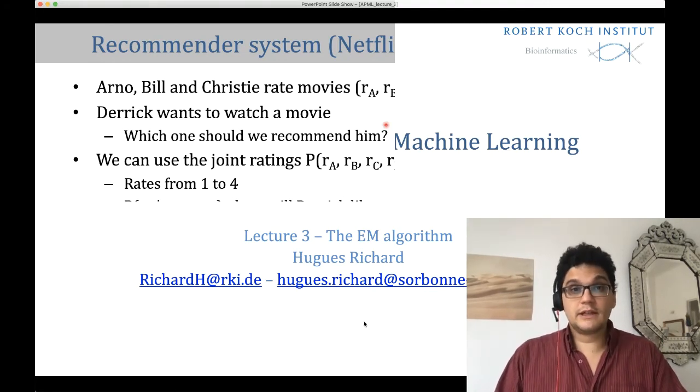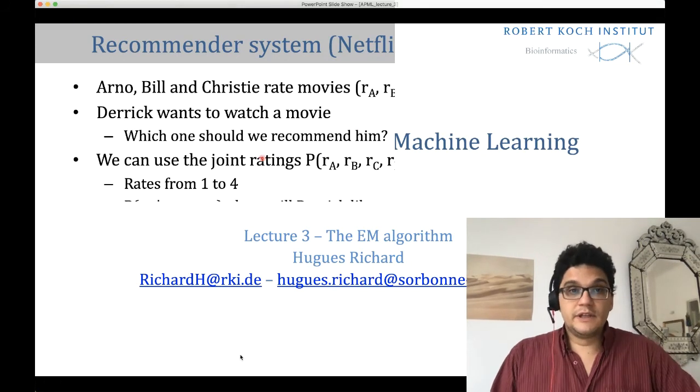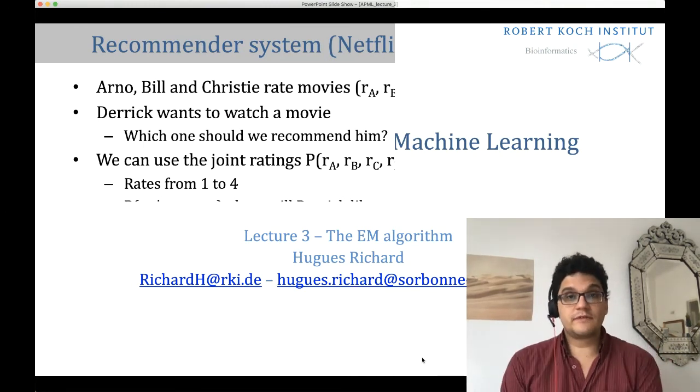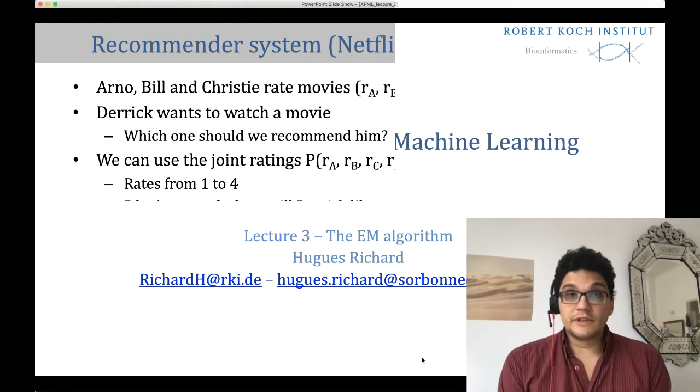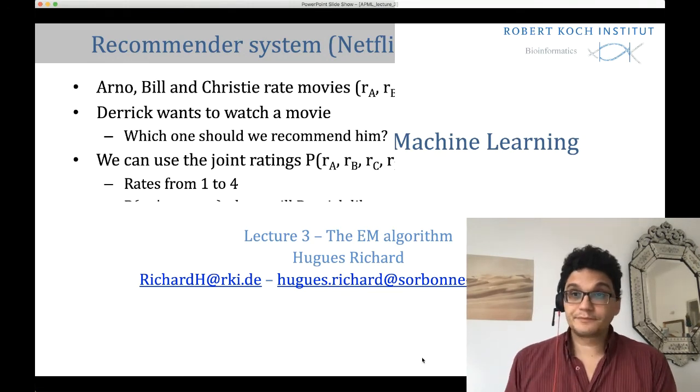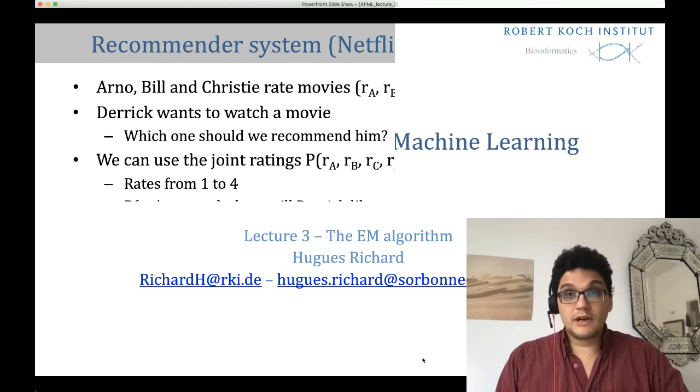the movies for which he would most likely give a very good rating out of all the movies that there were? And the idea is simply that we could use the knowledge about how people rate the movies together, and use the fact that maybe Derek tends to like the same movies as Arno, but he usually dislikes movies that maybe Bill and Christy prefer. We can use this joint information to give a recommendation to Derek on the next movie he should watch. And that's a very general problem, which you can also call collaborative filtering, so that you filter the data using the collaborative information.